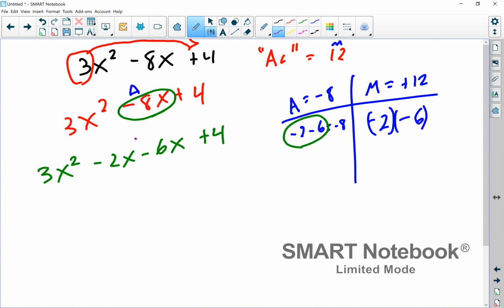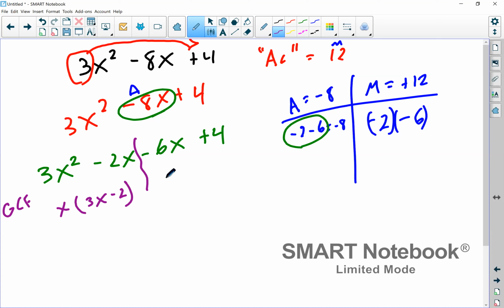We say, let's look at the left side first. You got to find the GCF of these two. Is there a GCF between 3 and 2? No. Is there a GCF between x squared and x? Yes. So what we're saying here is the GCF of x means 3x minus 2 is left.